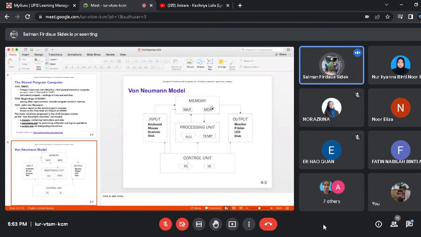So we need to register the address and the data if we want to take it out from the memory. Same goes to the information that we want to keep into the memory. Before we keep into the memory, we need to register the MAR, the address, and the data. That is the concept. So why are there two things that need to be registered?